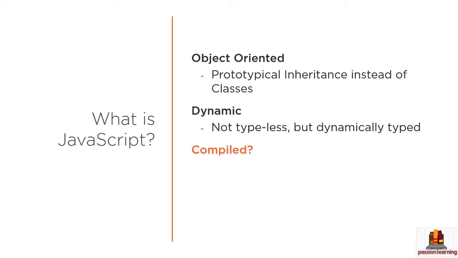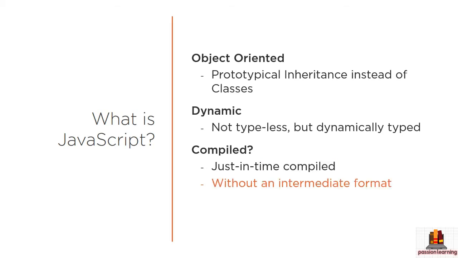Now, is JavaScript compiled? It is in a sense. It's compiled in the same way that actually .NET is. It's compiled just in time. But it's not using an intermediary format like MSIL or bytecode. It's actually using JavaScript as an intermediate format. So as the browser is loading your JavaScript, it's actually compiling it as it needs to execute blocks of your JavaScript code. Let's dig into JavaScript next.